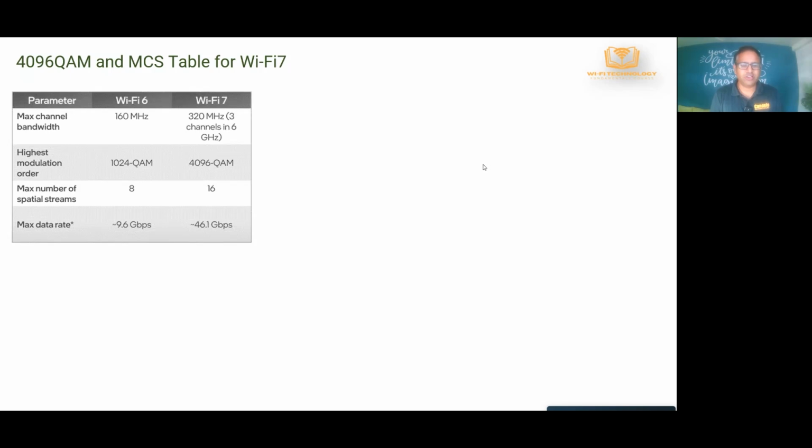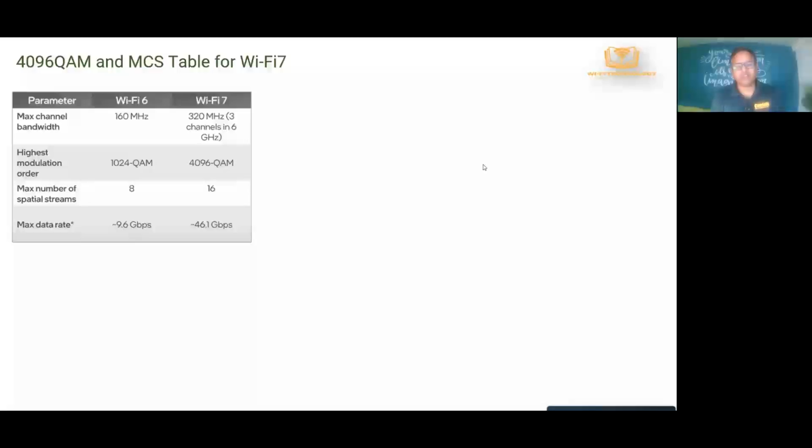The other thing which is more practical in the physical layer is the 4K QAM, which we are already seeing in a lot of the testing that we're doing. That is a feature that works. So what is 4K QAM? Of course, we are trying to go into even higher order modulation rates. So Wi-Fi 6 was 1024 QAM.